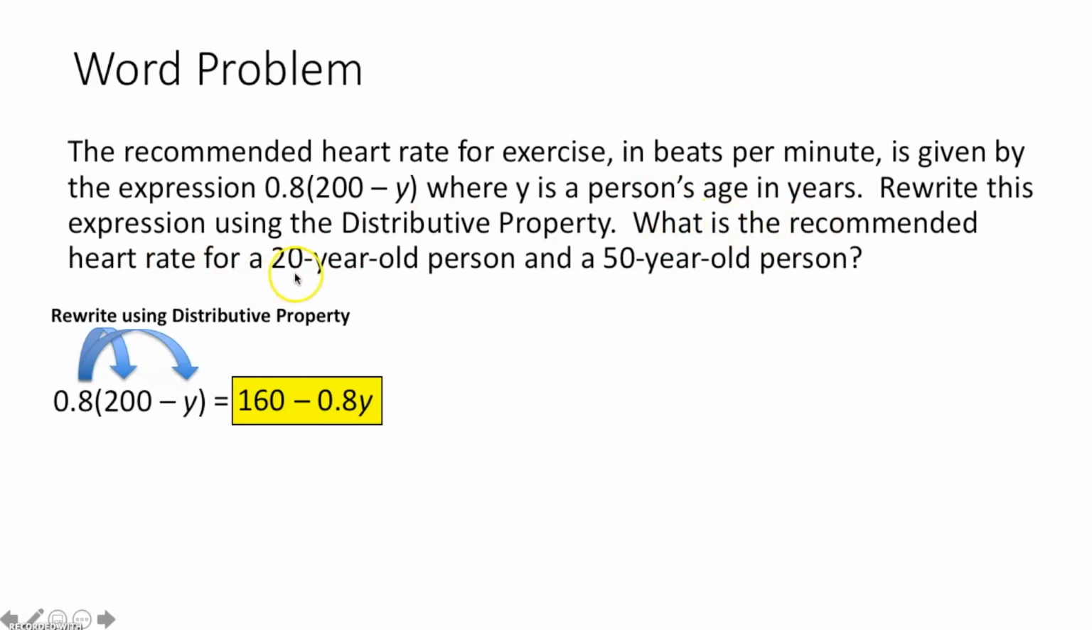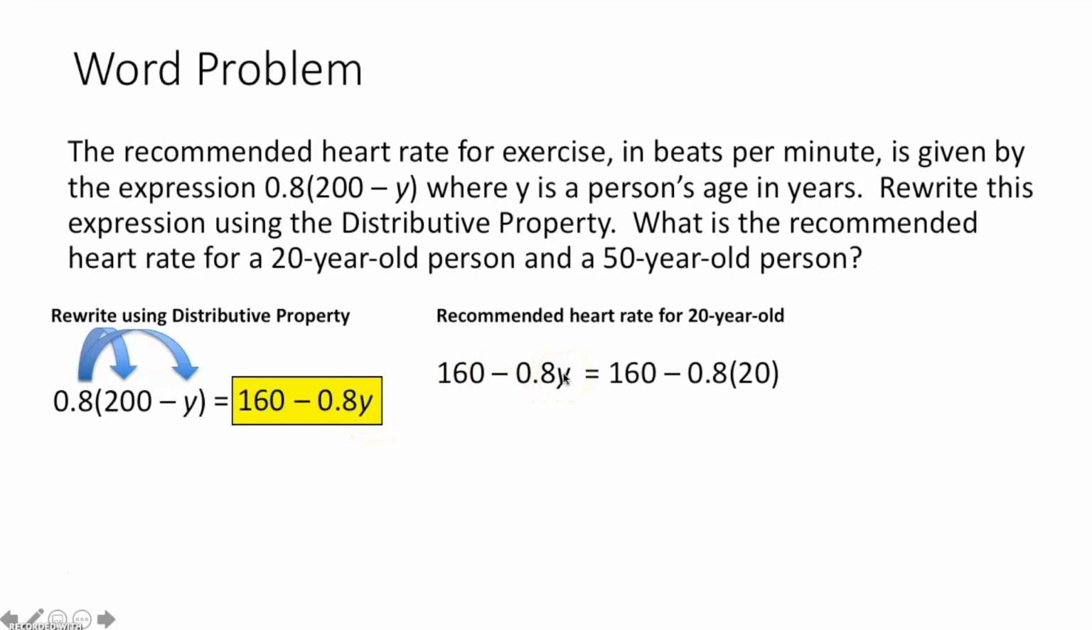What is the recommended heart rate for a 20-year-old person? Well, remember, y represents the person's age in years. So we're going to take 20, plug it in for y. And when we do that, we can then take negative 0.8, multiply it to 20 and get negative 16. So we have 160 minus 16, which becomes 144. And that would be beats per minute. So that's the recommended heart rate for exercise for a 20-year-old person.